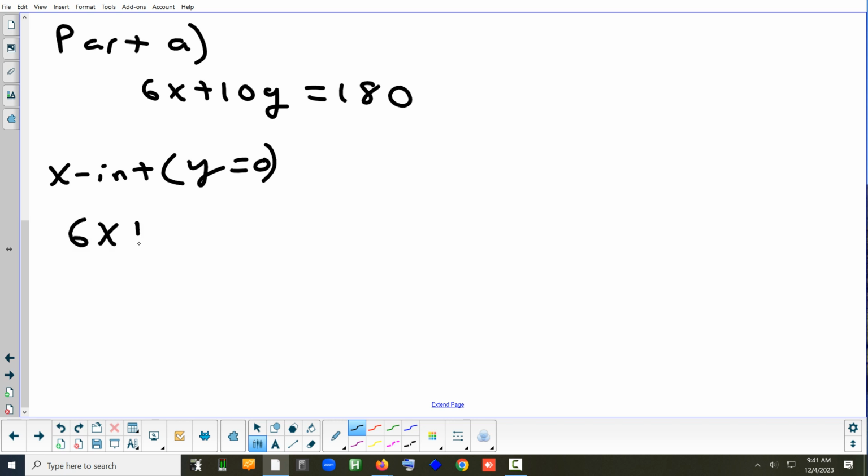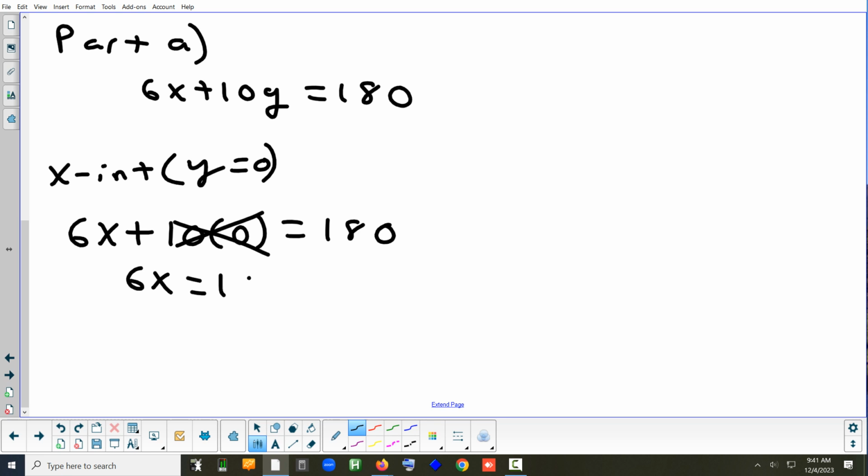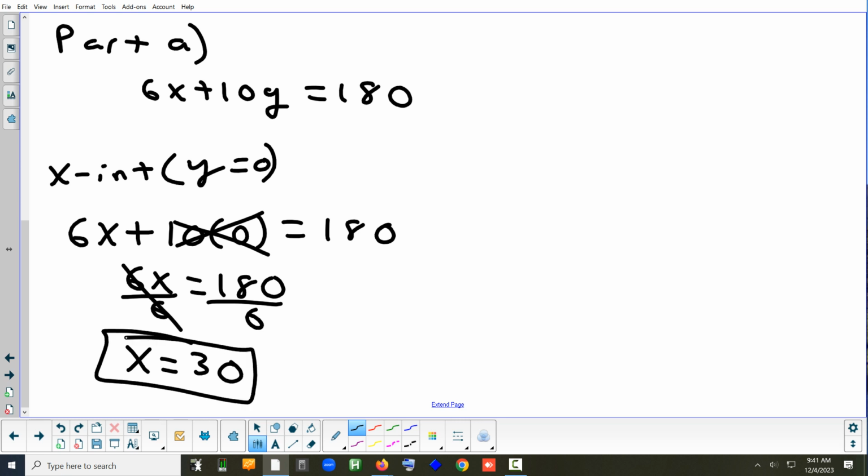6x plus 10 times 0 equals 180. Perfect. And Eli, 10 times 0? 0. That's 0. All right. So Madeline, what am I left with? 6x equals 180. And my last step to get x by itself? Divide by 6. Perfect. Divide by 6, which will equal 30. Yes. 180 divided by 6 gives me 30.